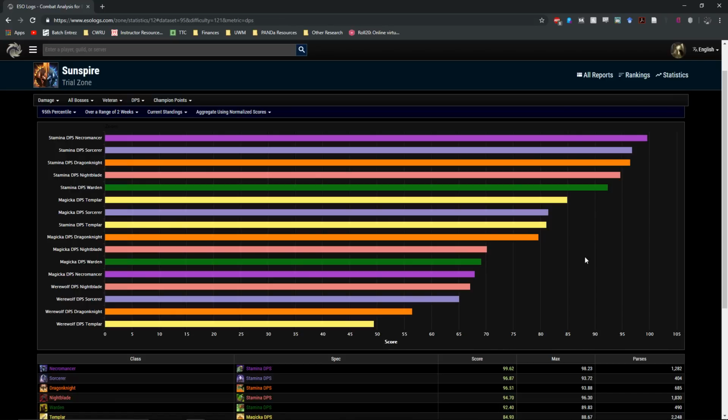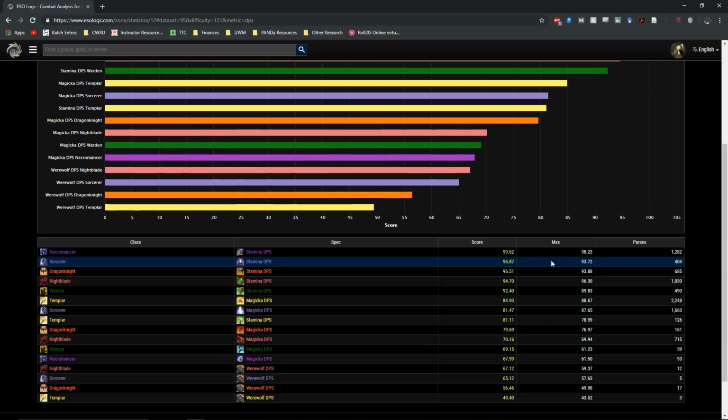So these are not DPS values. One of the big things that I saw was people saying, oh, this is DPS values. These are not DPS values. So basically, this is performance relative to maximum.